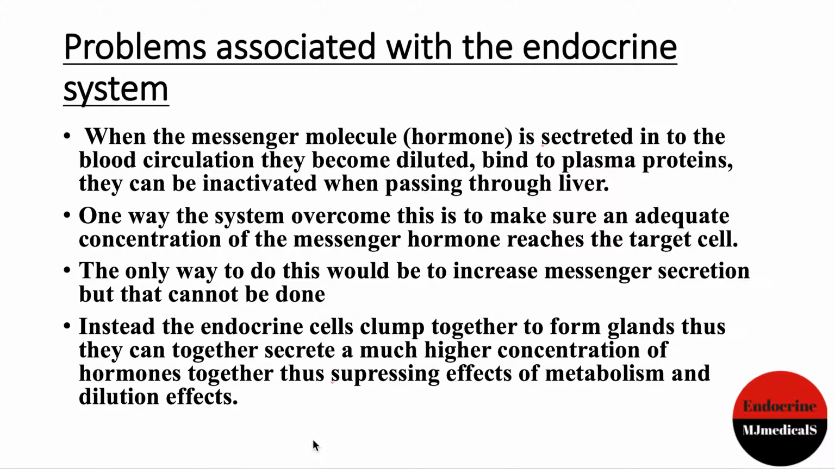Now, when there's loads of them and there's a gland, when all of these secrete hormone at one go, it means it's secreting a very high concentration because there's a large amount. Therefore, when passing through the blood vessel, there will be a very little amount that gets diluted, which binds plasma proteins and then becomes inactivated due to metabolism. But there'll be an adequate concentration of them which reaches the target cell.